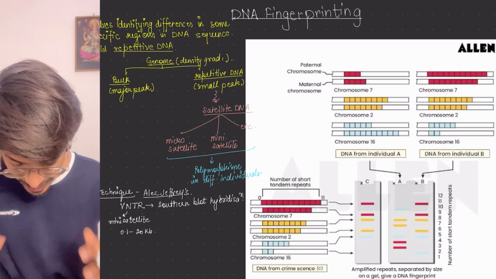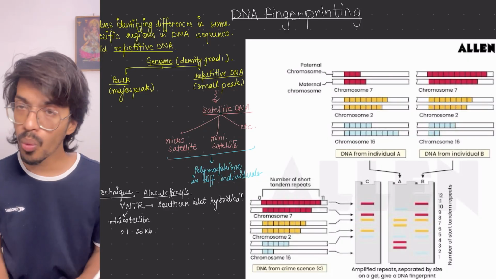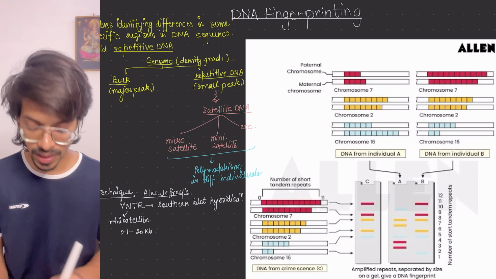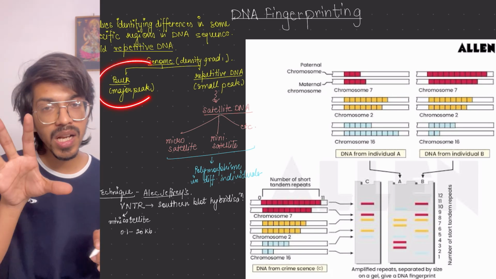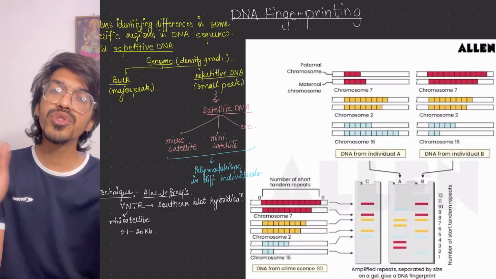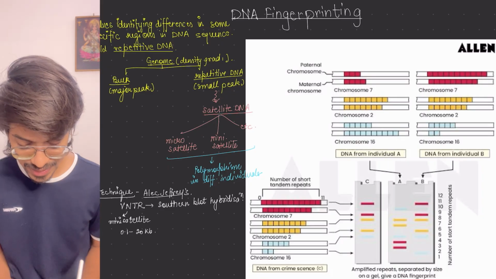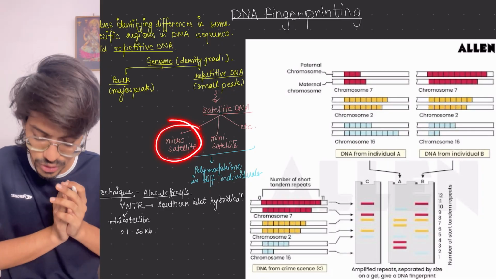So the whole genome, if we are talking about it, is divided into two parts. What are the two parts? Number one is the bulk part and number two is the repeated part. The bulk part is the major part and the repeated part is the smaller portion, which we have further divided into microsatellites, minisatellites, and nanosatellites also.